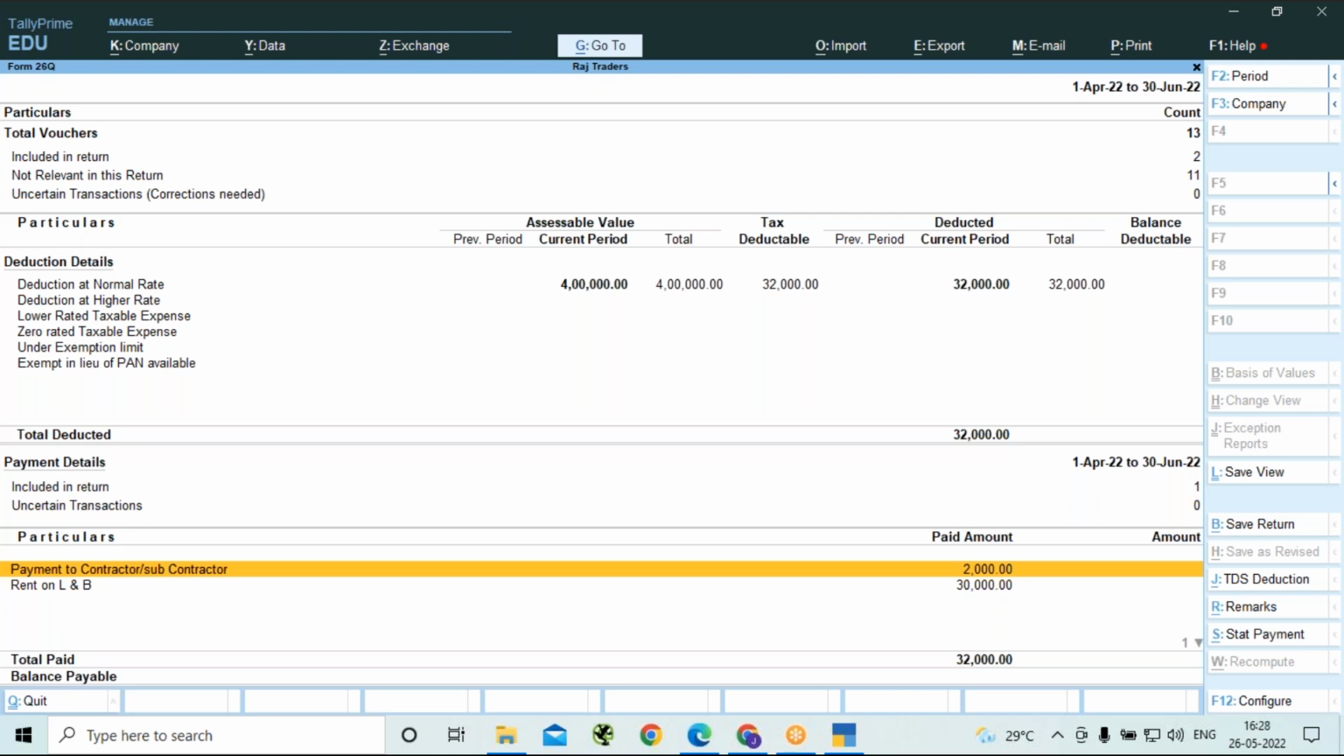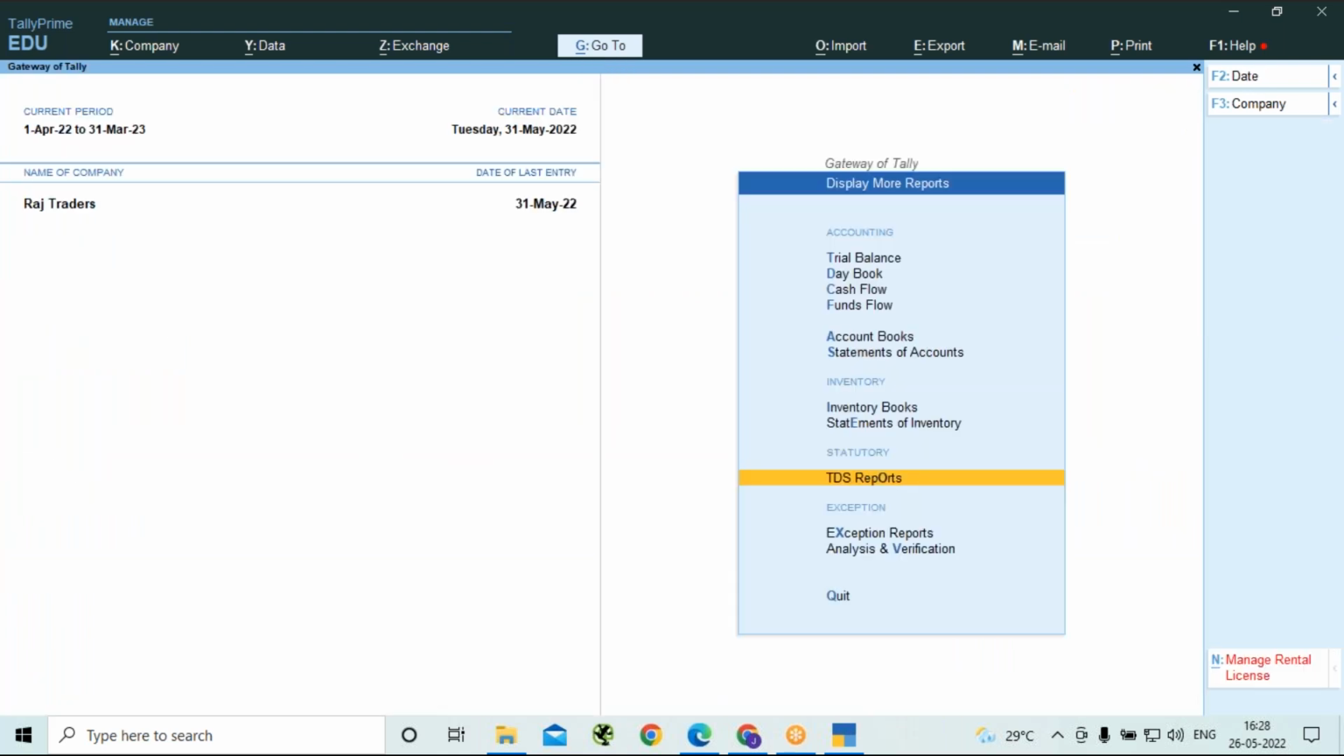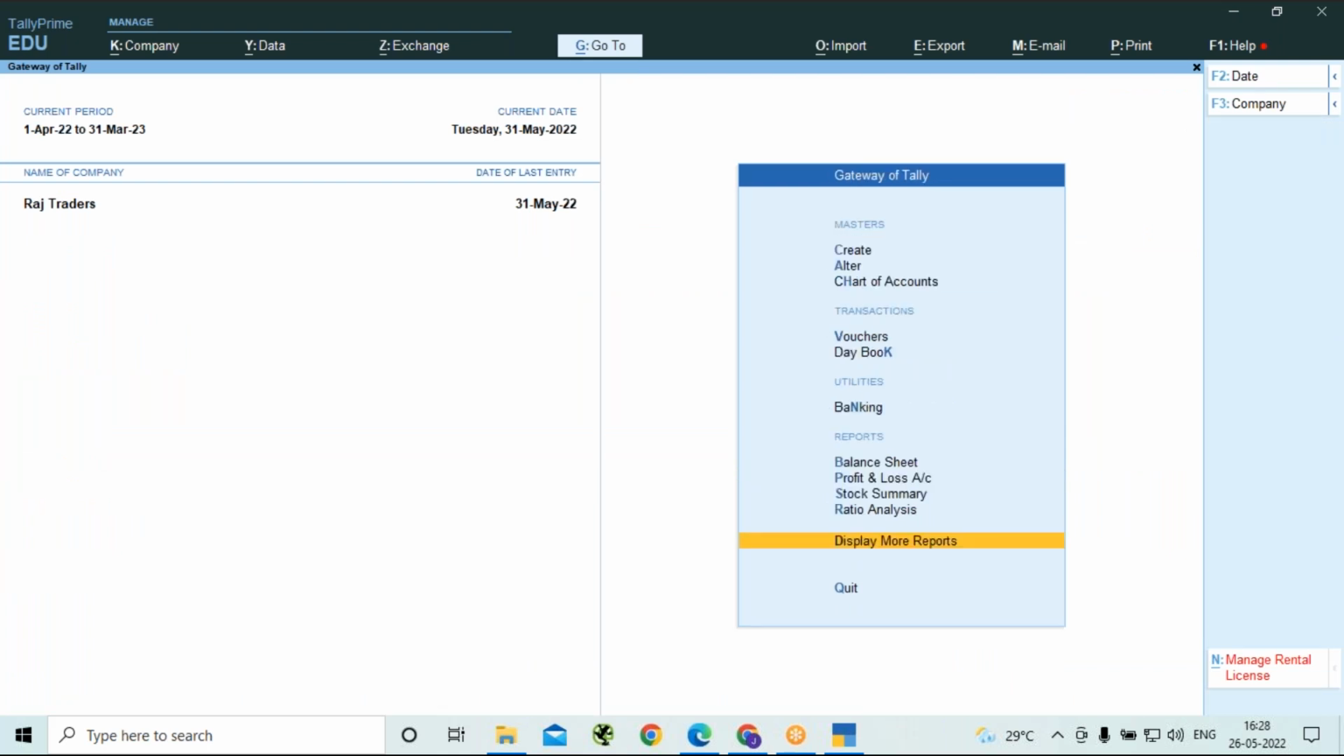Is that clear to everyone? Yes, sir. Yeah, thank you for the response. So these are the things which are going to be included in your TDS concept. So by this we are going to end up with TDS. Just give me a minute.